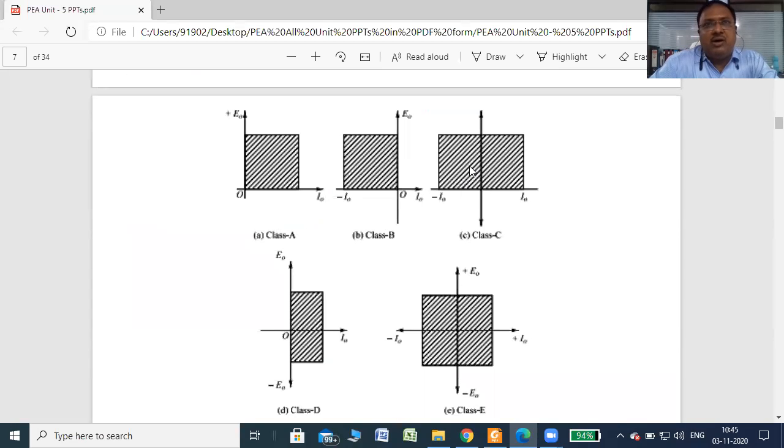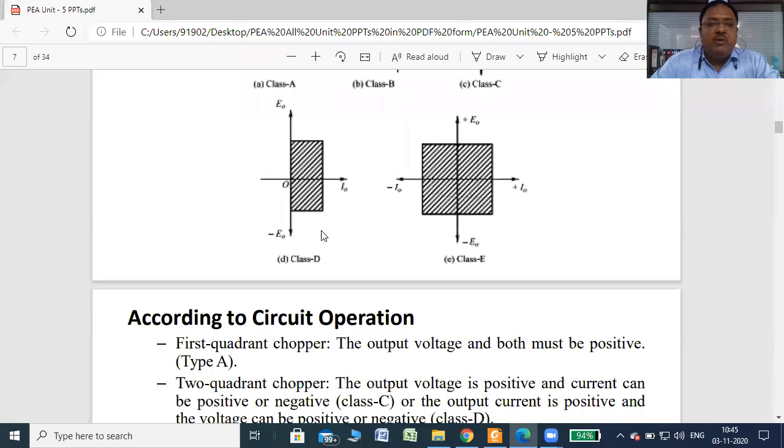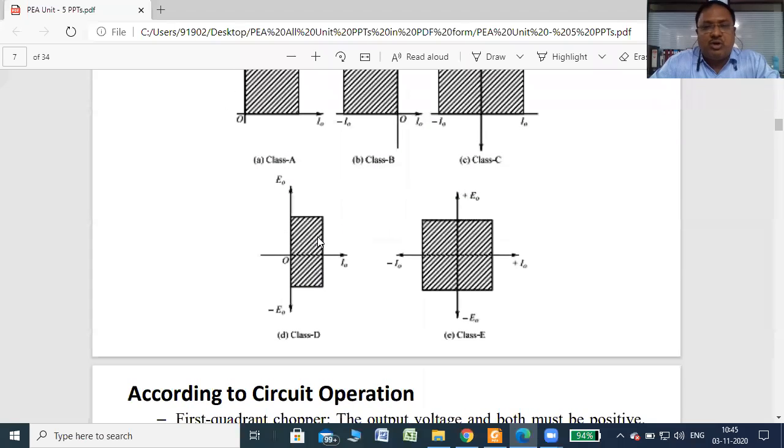Class C is also called a two quadrant chopper, because the output voltage is positive but current is either positive or negative. Its characteristics lie in the first and second quadrant, so it is called a two quadrant chopper. Even class D is also called a two quadrant chopper, in which the current is always positive, and voltage may be either positive or negative. So this is called a class D chopper.